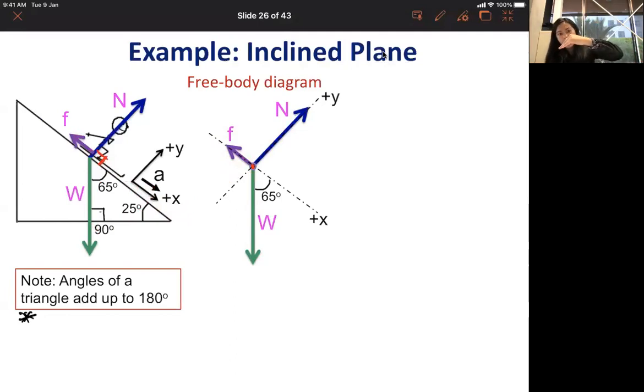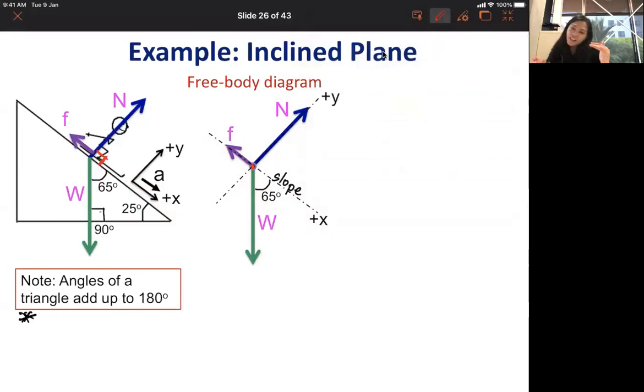Once you incline the plane, the object will slide down the plane. It's useful to assign the x-axis along the direction of the motion of your object. So instead of a horizontal x-axis, we now have this diagonal x-axis. We've determined earlier that the angle between the weight force and the x-axis is 65 degrees. We make the slope to be along the x-axis.